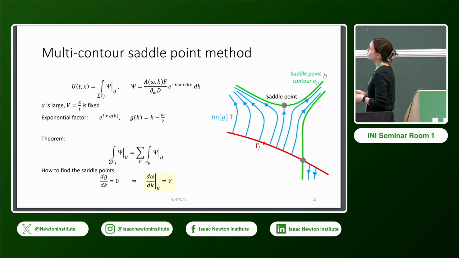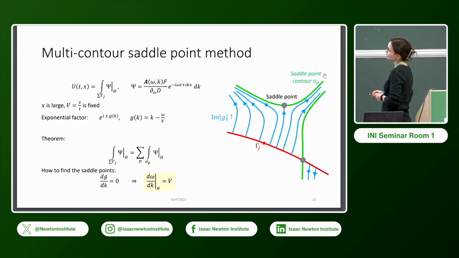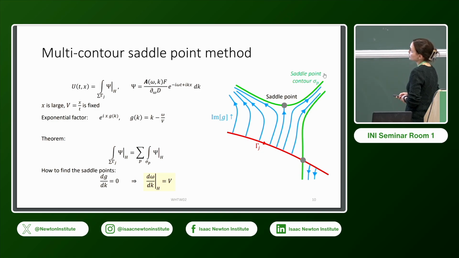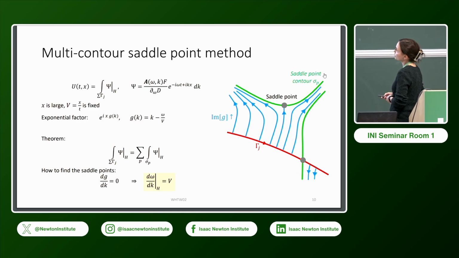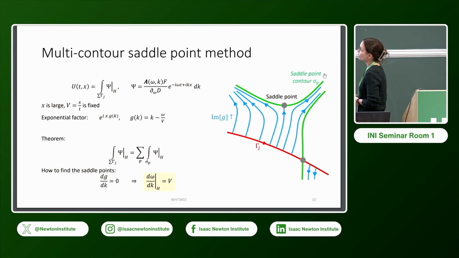So now here I put the formula to find the saddle points. To find them, we need to find the derivative of the phase function and put it equal to 0. And as a result, if we substitute this formula to this formula, we obtain that the group velocity should be equal to the formal velocity. So we are looking for such points.